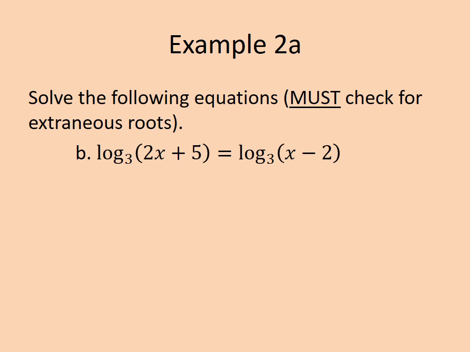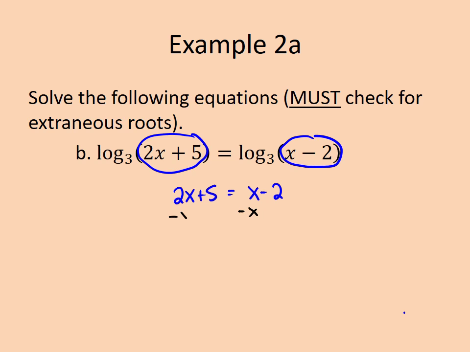In order to solve this equation, you notice that they both have base 3. And there's a log on the left side and a log on the right side, and there's only one log, which means using the one-to-one property, we can take the two portions inside the log and set them equal to each other. So 2x plus 5 equals x minus 2. Now we'll just solve for x.